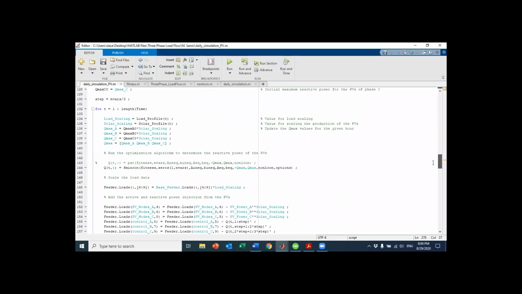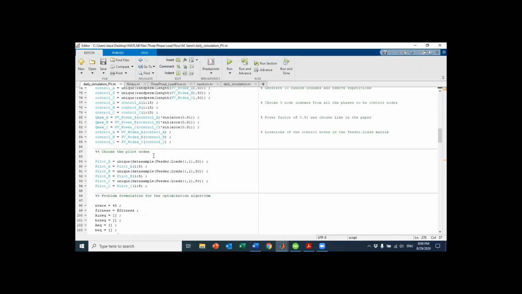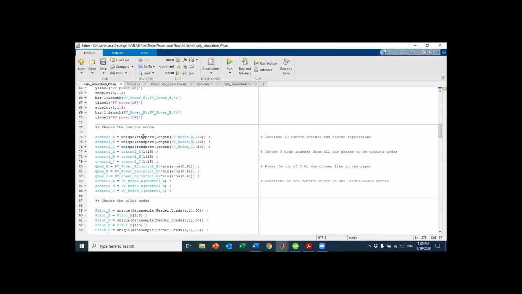So the important thing to notice is that here I'm using random locations for the PVs and for the control nodes. The alternative is to use some fixed nodes. So for example, let's say the nodes on which PVs will be installed are nodes 3, 5, 7, 11, I don't know. But in this case, I left it random, so I can show that the procedure is working for all the cases. So it will definitely work on fixed cases.